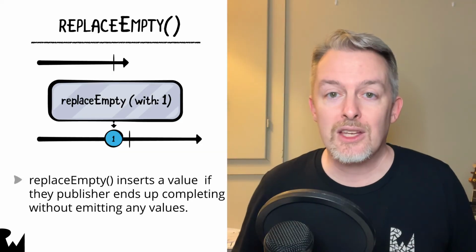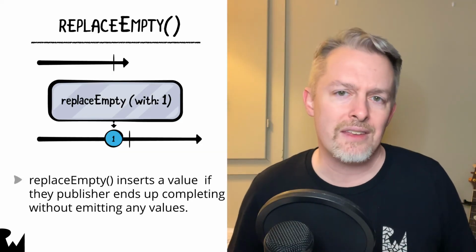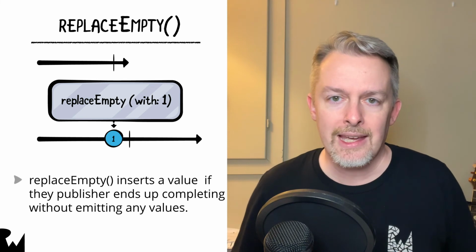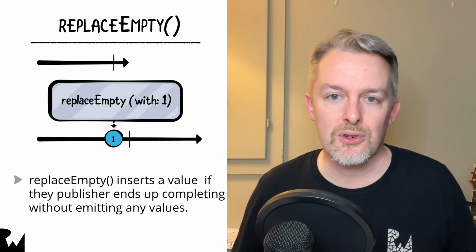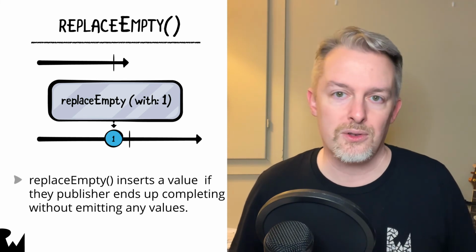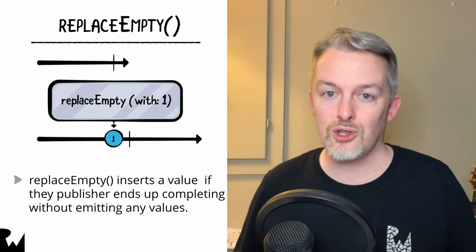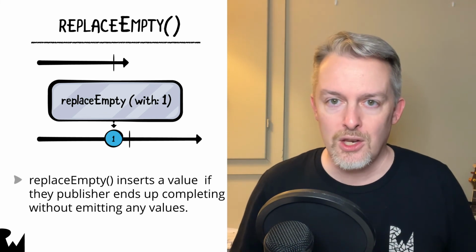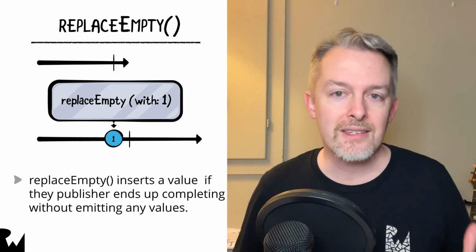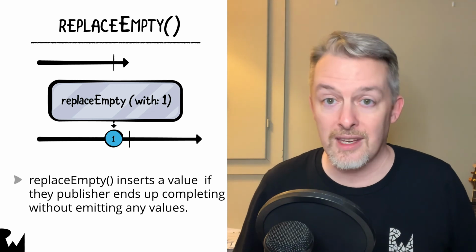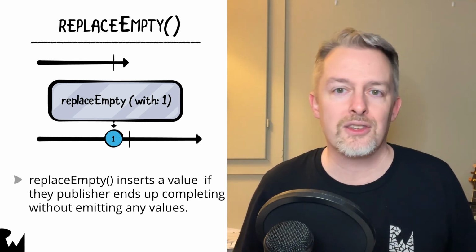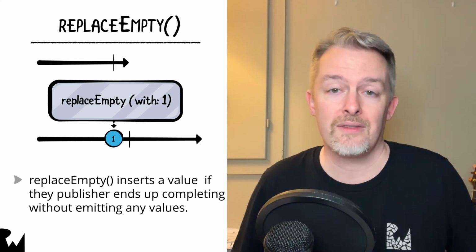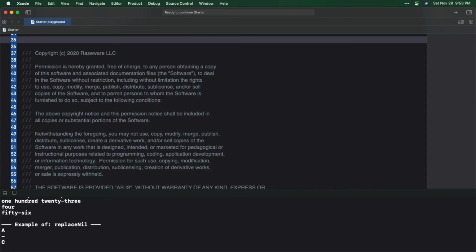replaceEmpty handles the case where the publisher fails to emit any values before completing. In this case, replaceEmpty inserts the specified value into the pipeline for the downstream consumer to use. Note here that your publisher must send a completion event for this operator to work. Otherwise, it doesn't know if the publisher is done emitting values. For this example, use a special publisher, Empty, which has an Int value and never returns an error.